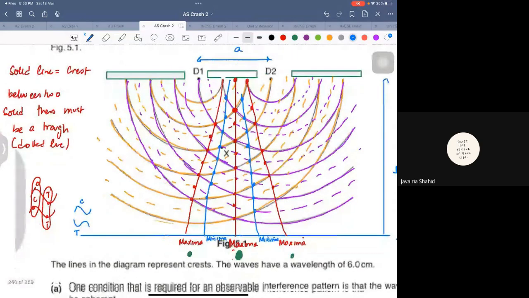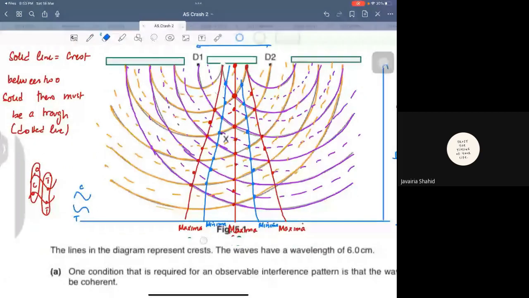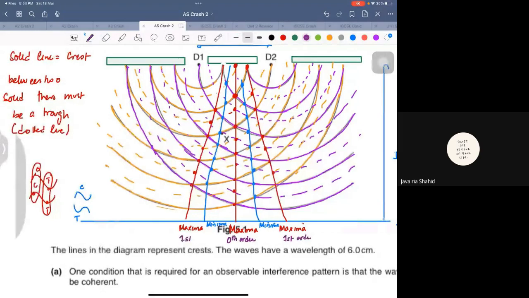Okay. So generally what we do is we write that the central one is the zeroth order maximum. Then the first one is the first order, and then the first order on the other side. And if, let's suppose, there are more maximas, then it would be called second order and second order. And the brightest one is the central order, because it has to go the least distance compared to the other ones, which need to travel more to get to a certain point on the screen. Is it clear? Any questions now?